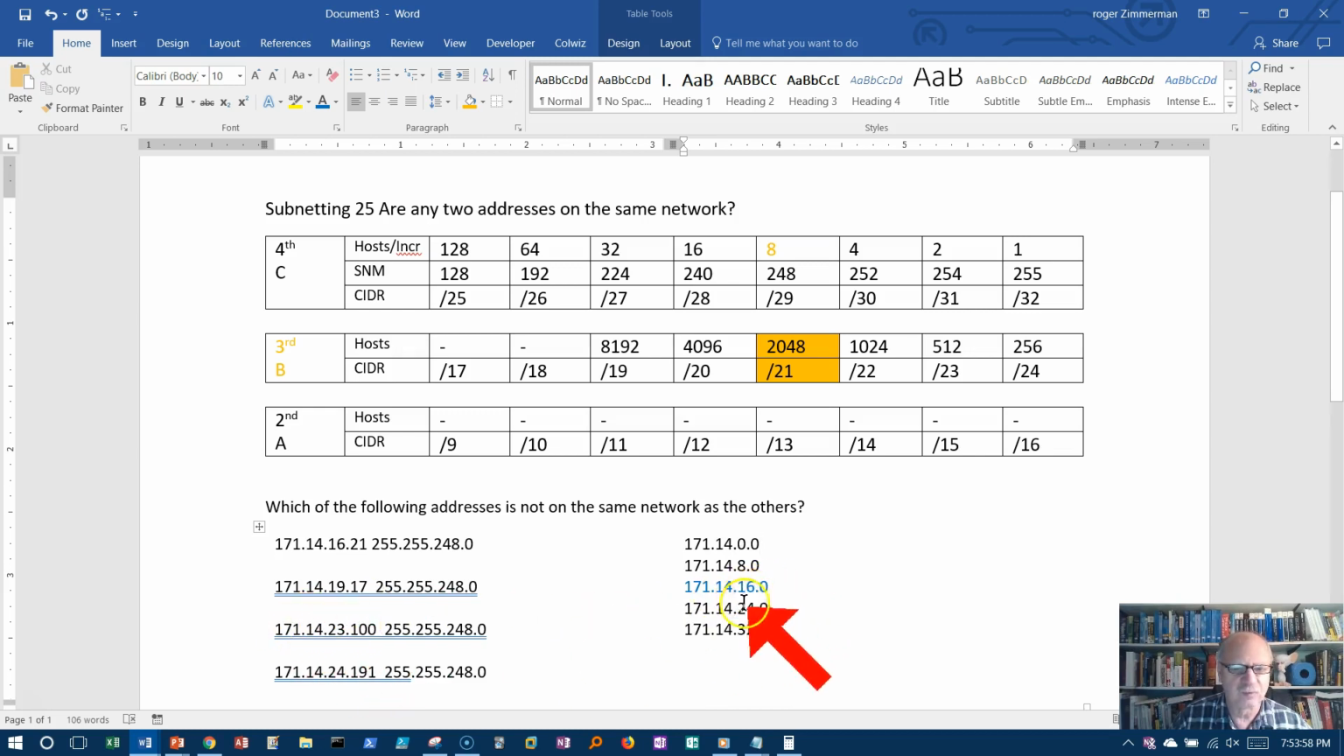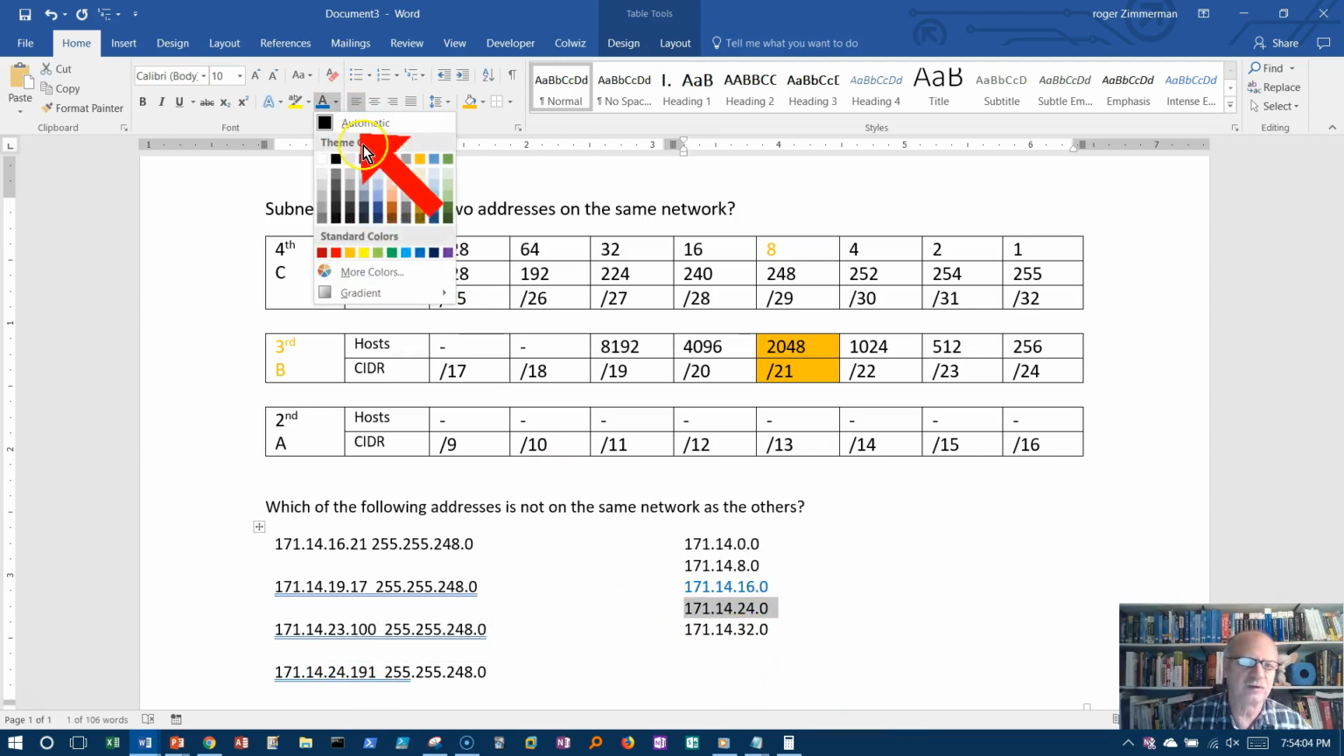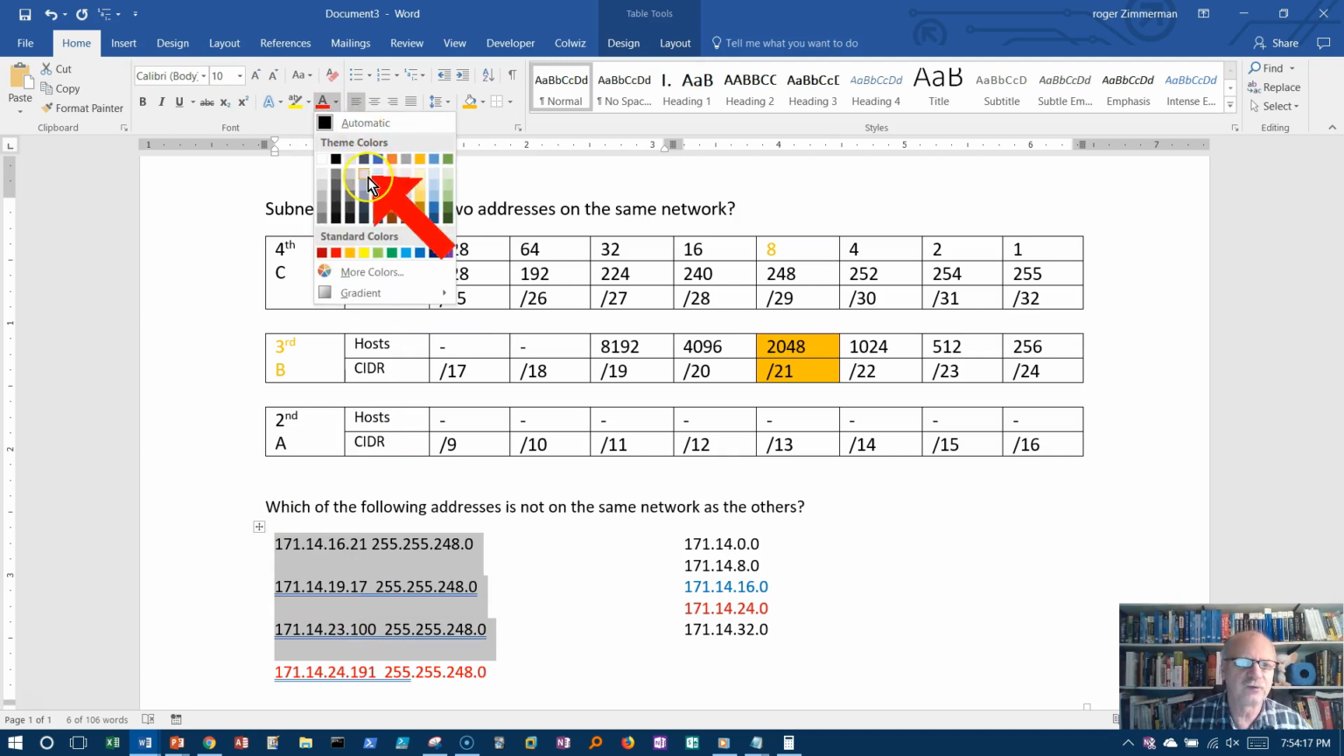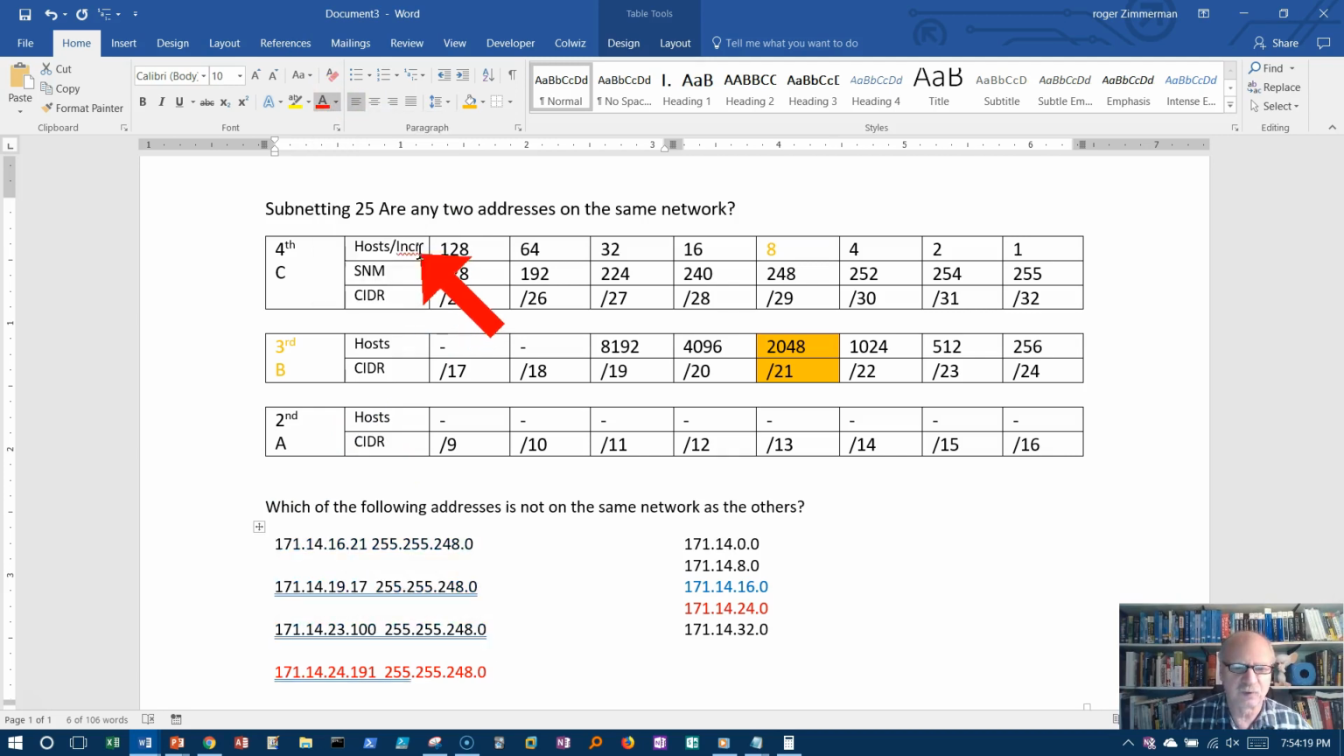171.14.23, well, that's also on this network. But look at this one, 24. That's on the next network down here. So this one is clearly another network, which means this one right here is on another network, whereas all these were on this blue network that we had here. All right, so this is the oddball, the odd man out right here, and this is the one that does not belong.